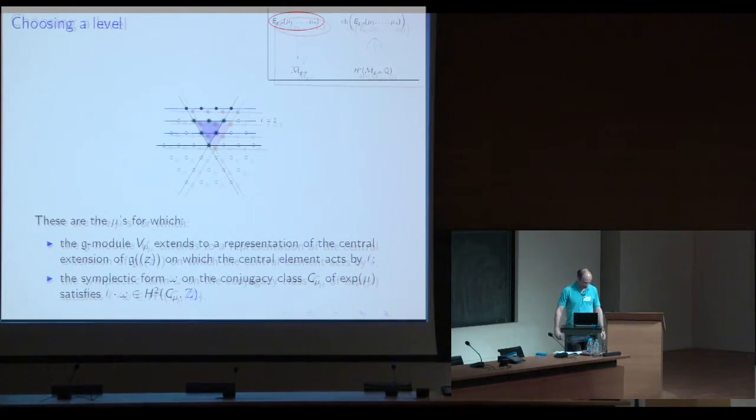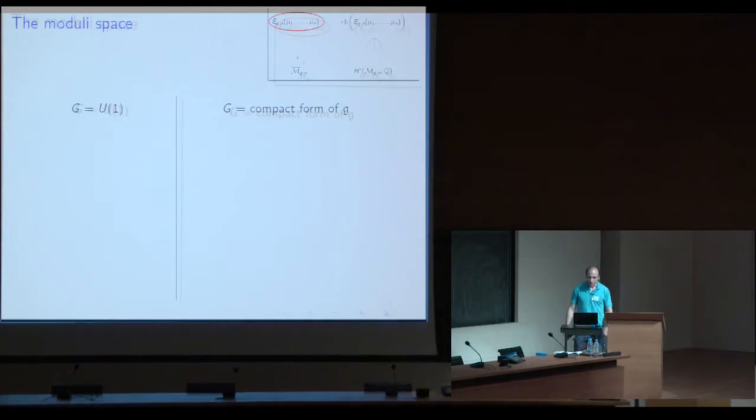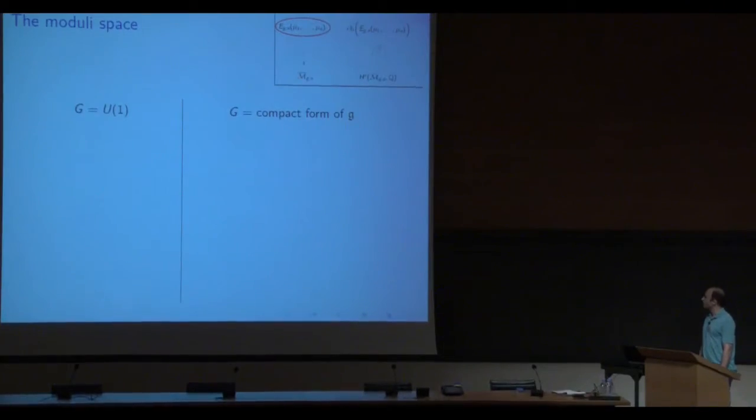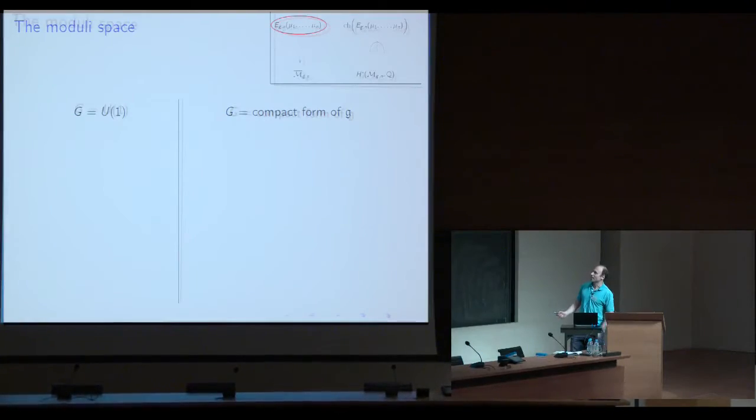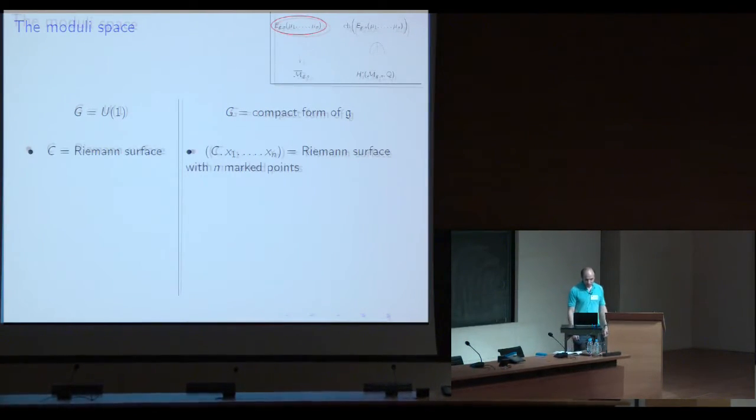So there are 2 interpretations for this level, level L. One interpretation is that you take the Lie algebra of Laurent series with coefficients in G, you take its central extension, and you try to construct a representation on which G itself acts as V_mu. So V_mu is a representation of G, and then you try to extend it into a representation of the central extension in such a way that the central element acts by L in this representation. There is a way to do it only if you pick a representation from this set. Otherwise, it doesn't work.